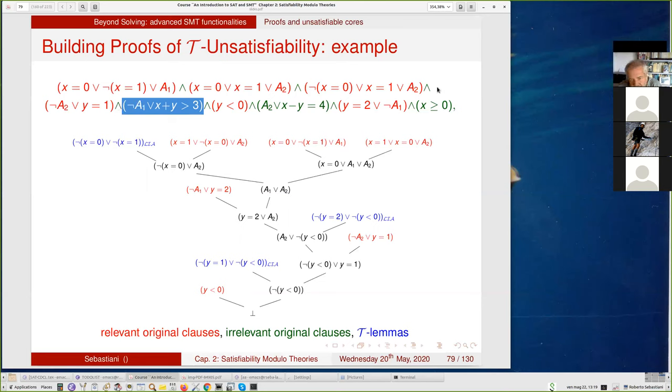Well, in general, these are quite simple clauses in this case, so you don't really need to certify that this is a theory lemma, but in general, you may have more complicated disjunctions.